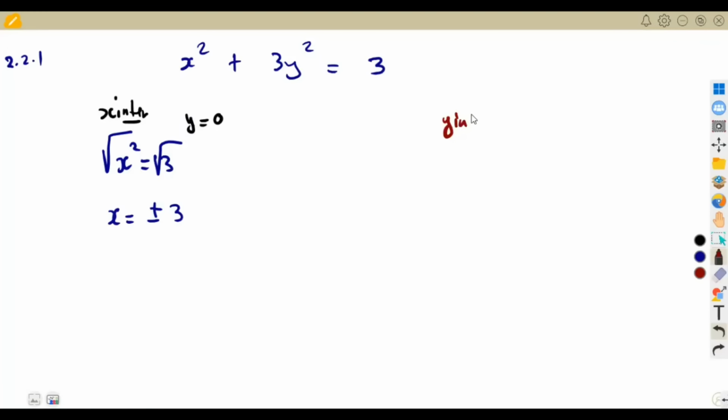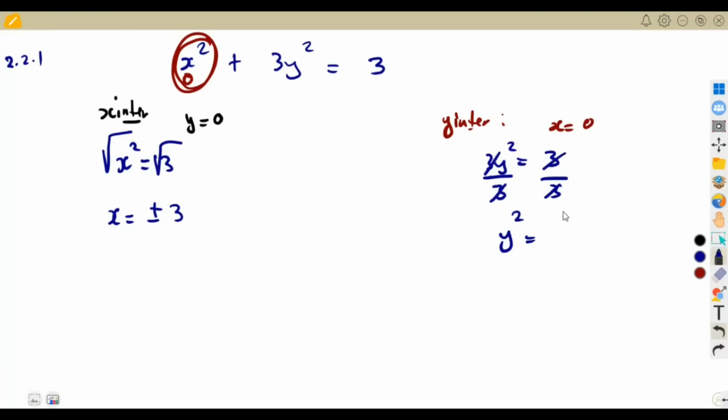Just like for the x-intercept, we're going to have our y-intercept on a condition that x must be equal to 0. So if x is equal to 0, we're going to have 0 squared, and this whole part must be equal to 0. So that means we are going to be left with these two. That is 3y squared is equal to 3. All right. Divide by 3, divide by 3 here. So that means y squared will be equal to positive 1.